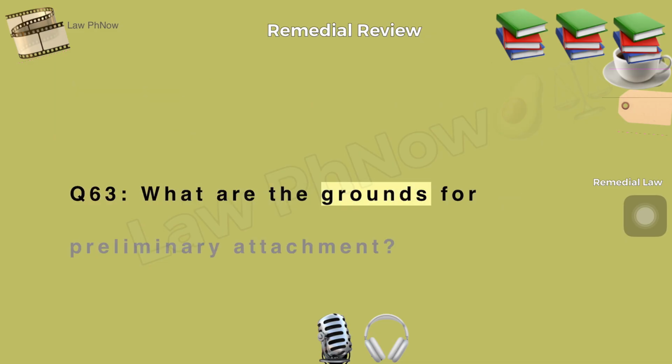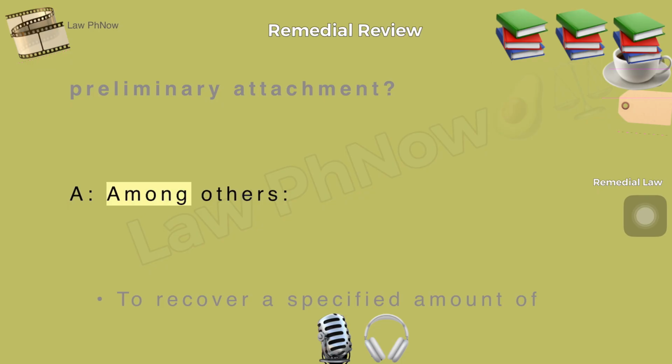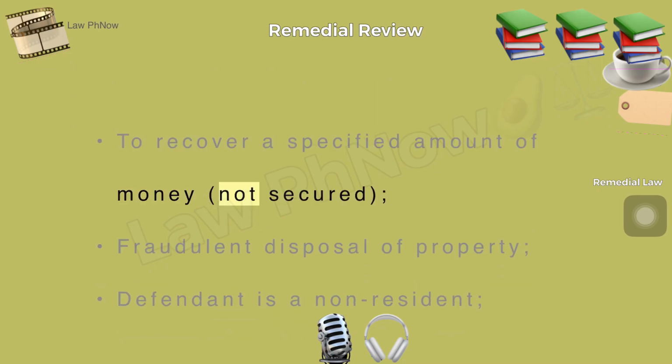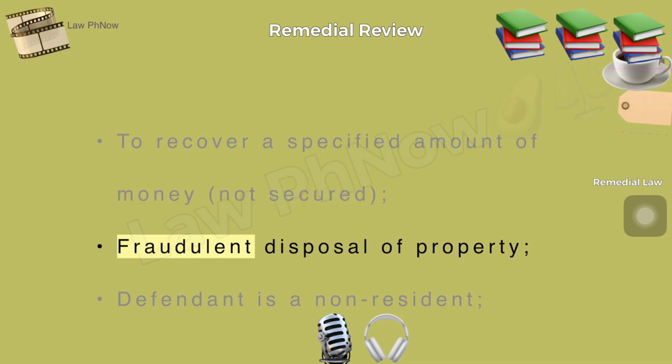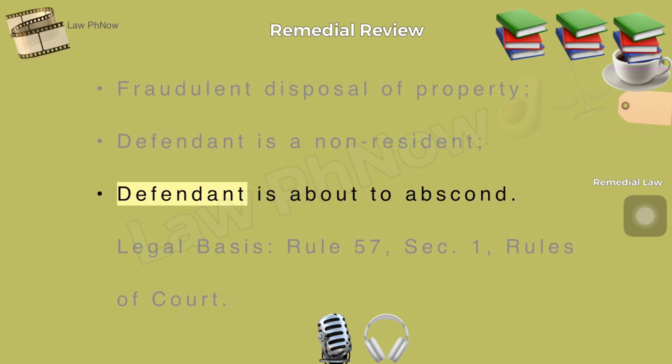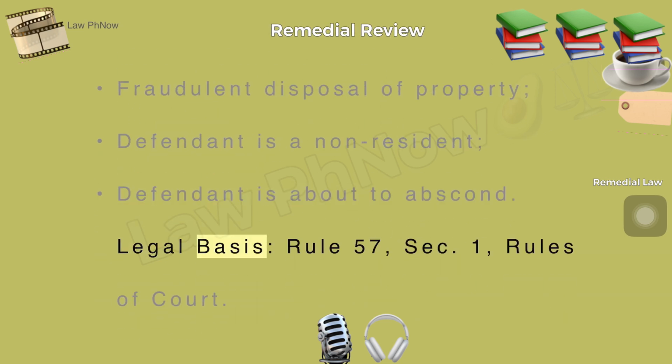Q63. What are the grounds for preliminary attachment? A. Among others: to recover a specified amount of money, not secured; fraudulent disposal of property; defendant is a non-resident; defendant is about to abscond. Legal basis, Rule 57, Section 1, Rules of Court.